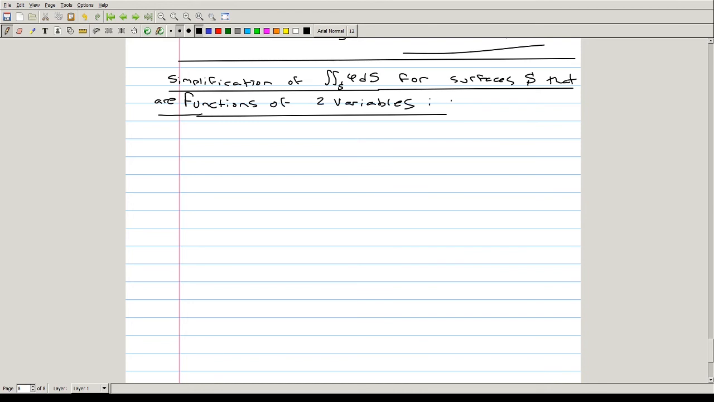Specifically, the graph of a function of two variables is any surface such that z is equal to a function of x and y. And for such a surface, we actually have a simplified form for the surface integral. The formula simplifies by a lot, very, very nicely.